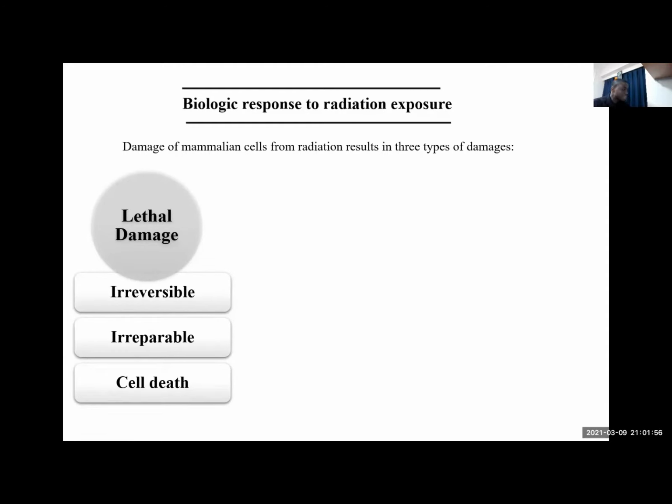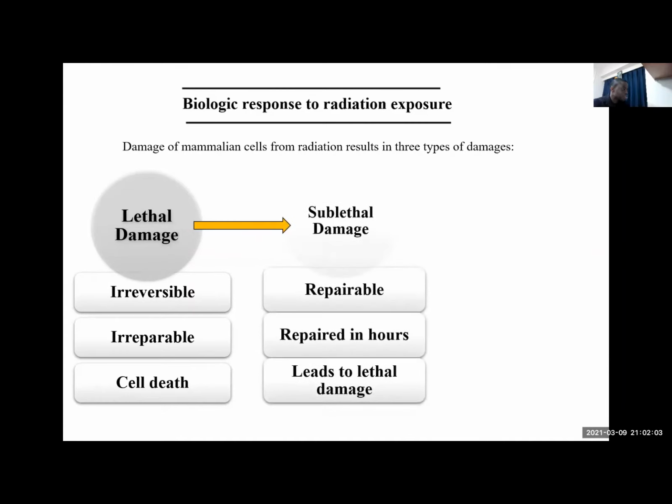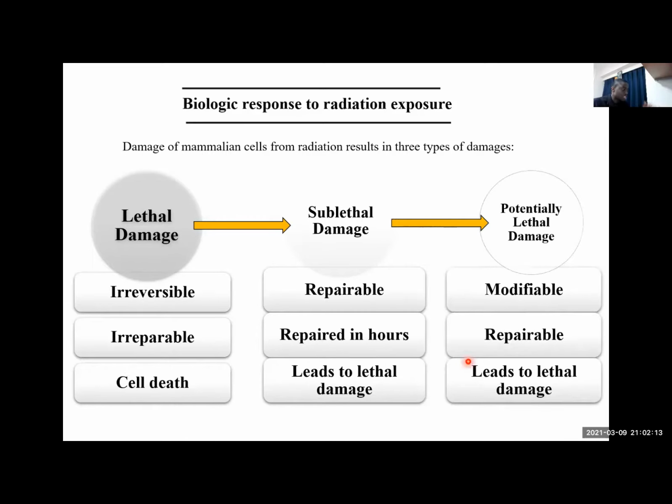One is the lethal damage, which is not reversible, not repairable, and oftentimes it's a cell death. The lowest form of damage is the sublethal damage. Sometimes it is repairable if it does not receive an additional dose of radiation, and oftentimes repairable in hours, but ultimately also leads to cell death. The last is the potentially lethal damage, sometimes modifiable by the radiation cell conditions, and oftentimes also leads to cell death. So what is cell death?